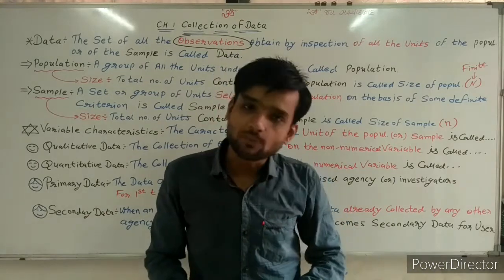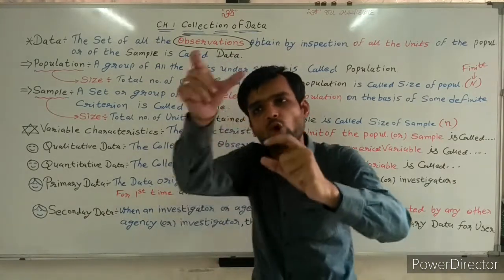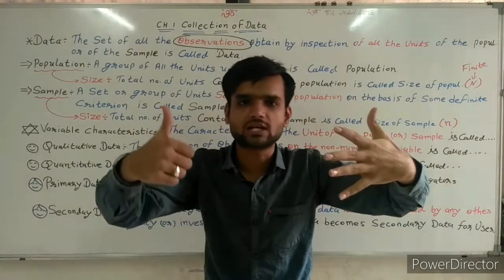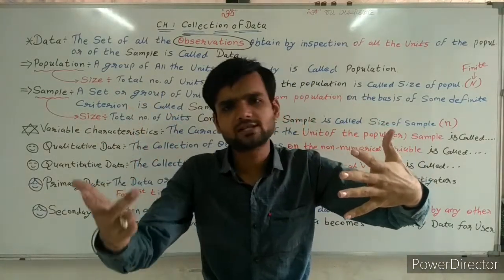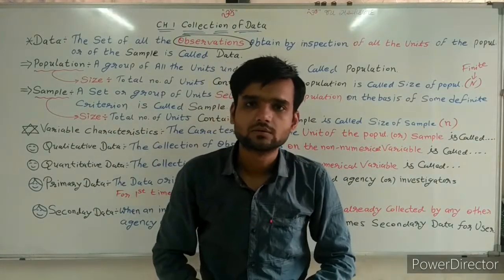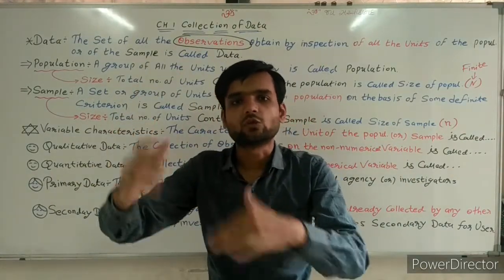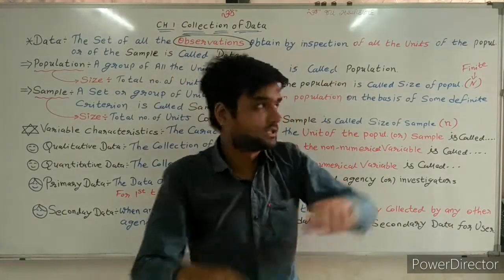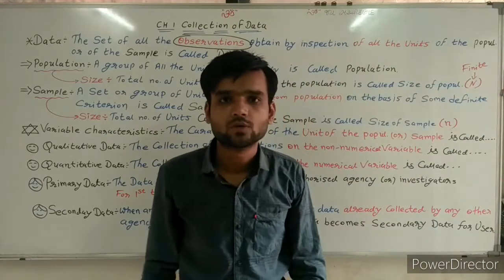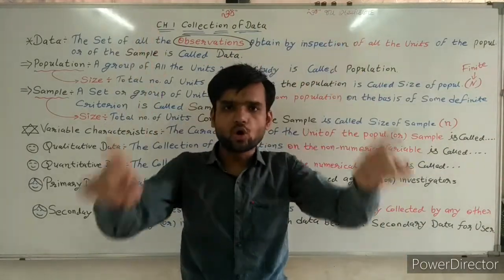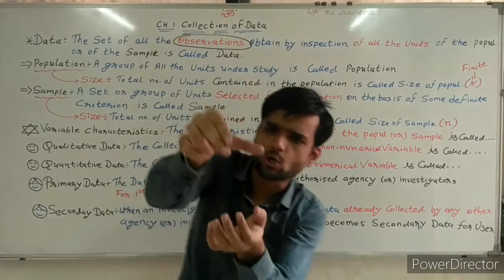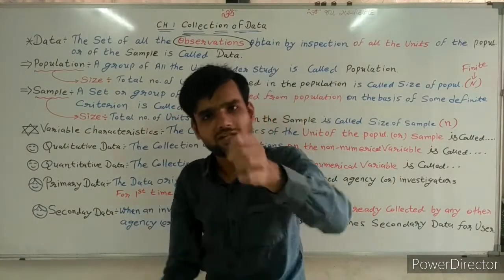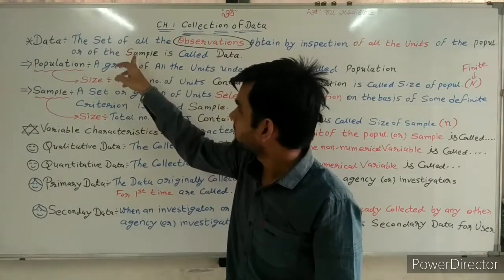Going ahead, suppose you are collecting data from all these subjects: accounts, statistics, BA, English, Gujarati, Hindi, SPCC, computer, whatever subjects there are. And what should the situation be? You are observing all the classes. Population means all the classes. Sample means you select only one class, and then you observe how many students are in that class. So that is a sample.